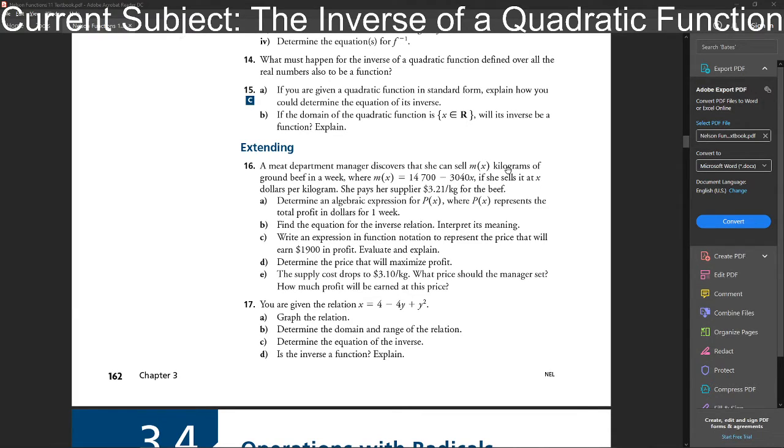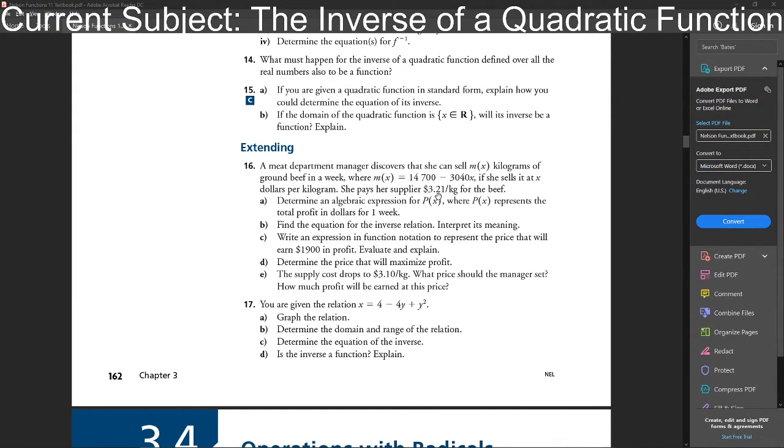Okay, so m of x is kilograms of ground beef in a week, where the kilograms, or mass, is equal to 14,700 minus 3040x. What's x in this case? I guess that would be the units sold. She sells it x dollars per kilogram. Wait, x is dollars now? What?